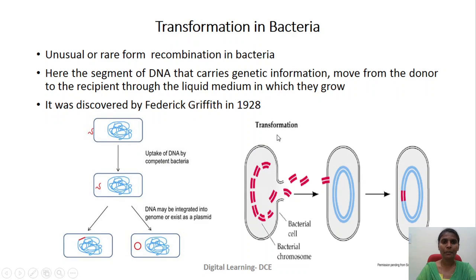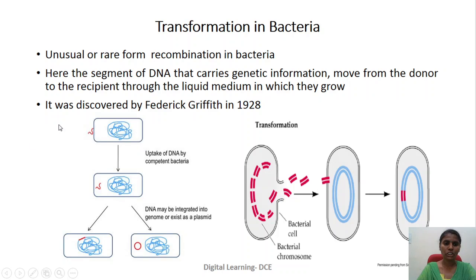Coming to the second type of genetic recombination, that is transformation. Transformation is an unusual and rare form of recombination observed in bacteria. Here, the segment of DNA that carries genetic information moves from the donor to the recipient cell through the liquid medium in which they grow. The process of transformation was for the first time discovered by Frederick Griffith in 1928.